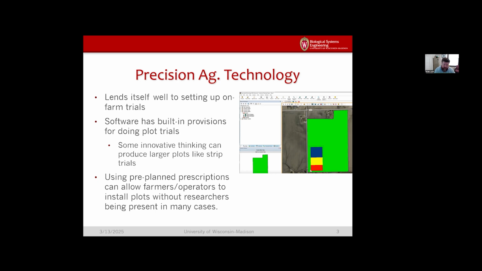I put something in here too. You can use some innovative thinking. We've done that in my lab before to basically make prescription maps that will put out bigger plots, so strip trials down the length of a field and things along those lines. So we can do quite a bit with this software, and quite a bit from a distance, is the way I like looking at it.